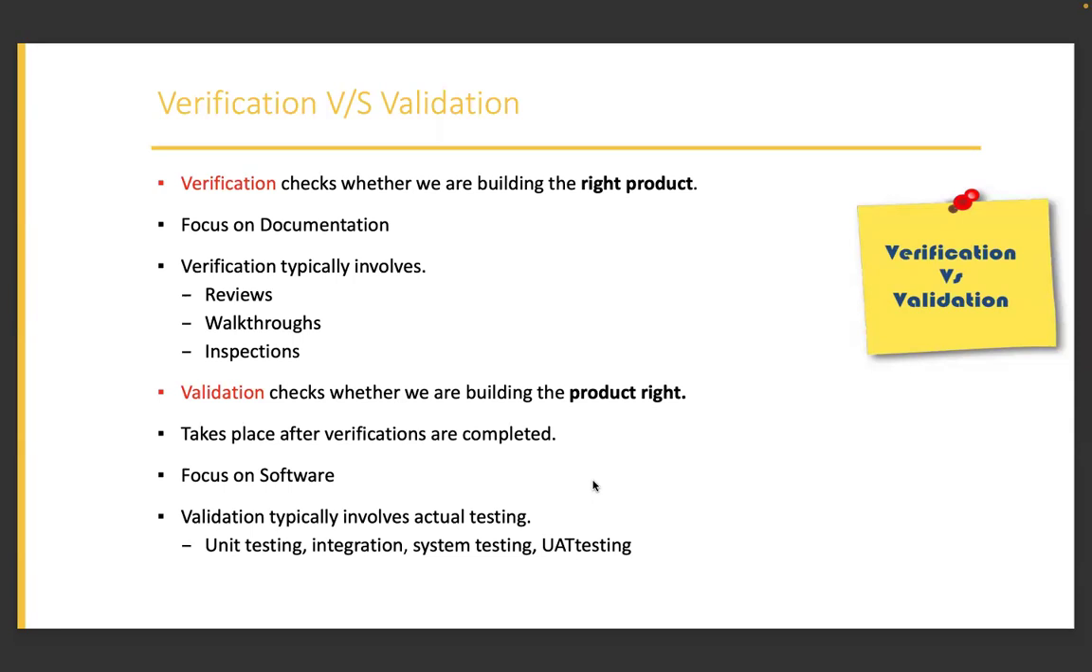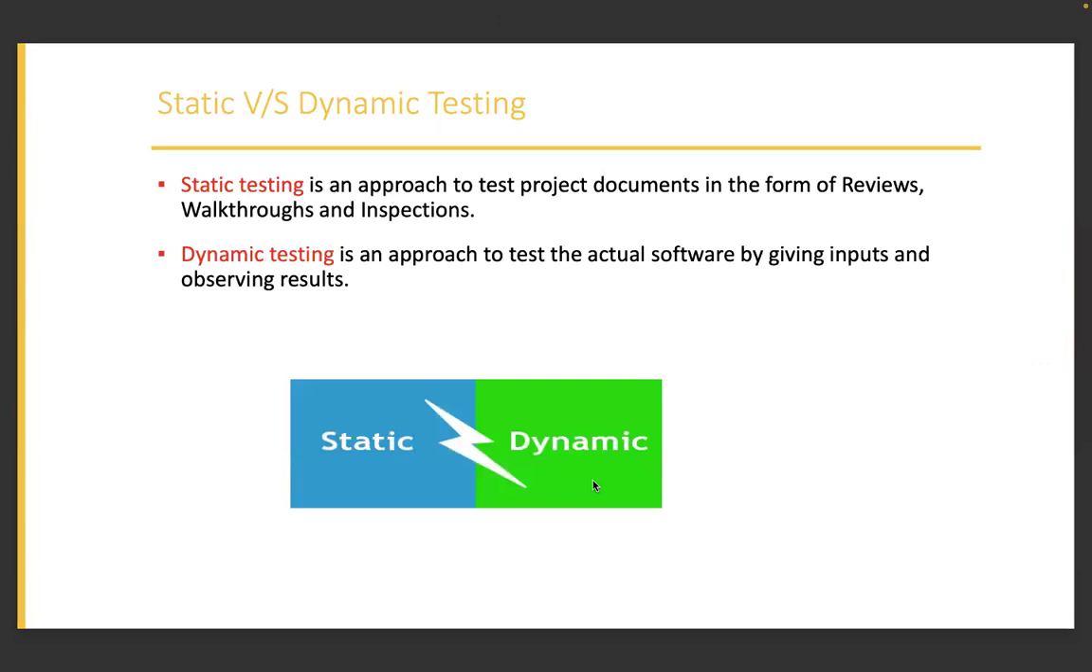So all this happens in what? All this happens in case of validation. So validation is purely responsible for whether we are building the product right. Okay. Next is very simple, static versus dynamic, guys.